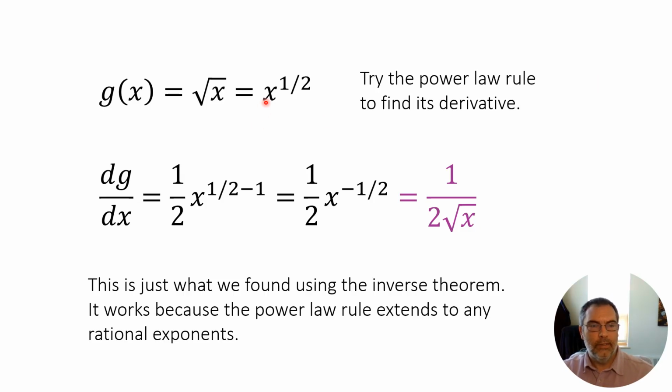Now, interestingly, we haven't really talked about how to take the derivative of functions that have a non-integer power. If it was a 2 here, we know that you bring down the 2 and you subtract 1 from it. What if it's not an integer power? What if this is just any other rational exponent? Well, let's just try the power law rule and see what happens. So let's assume that the power law works.